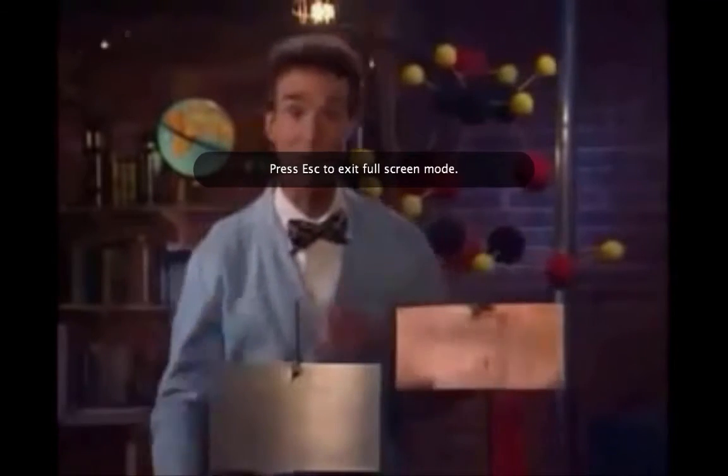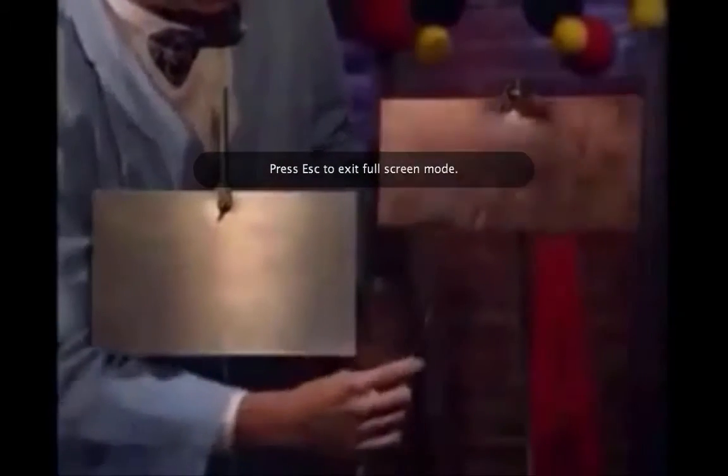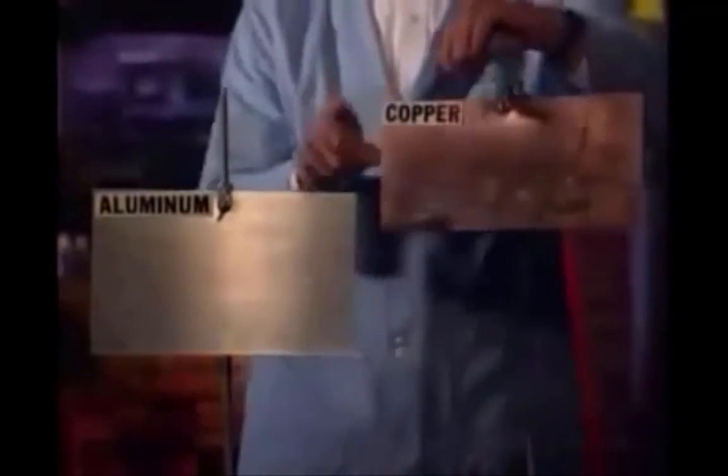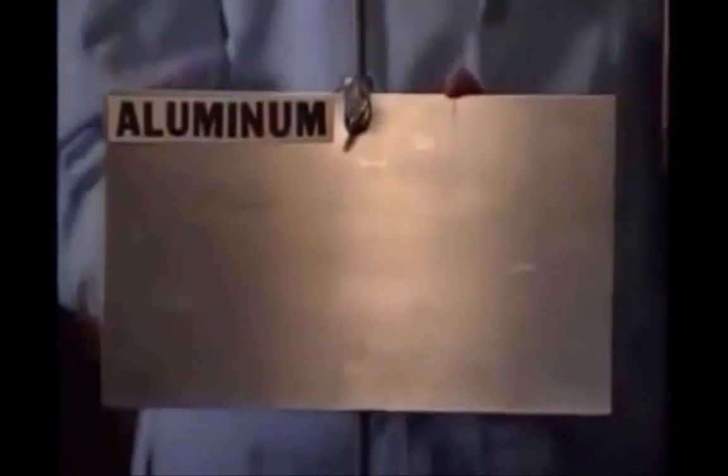Rub your fingers on them and bang on them. Now this material turns out to be aluminum, and this material turns out to be copper. The main difference between this material and this material is the number of protons in the nucleus. You can see and hear the differences.